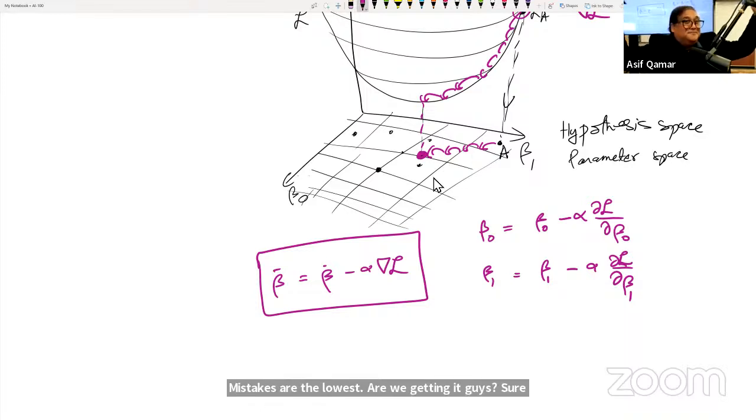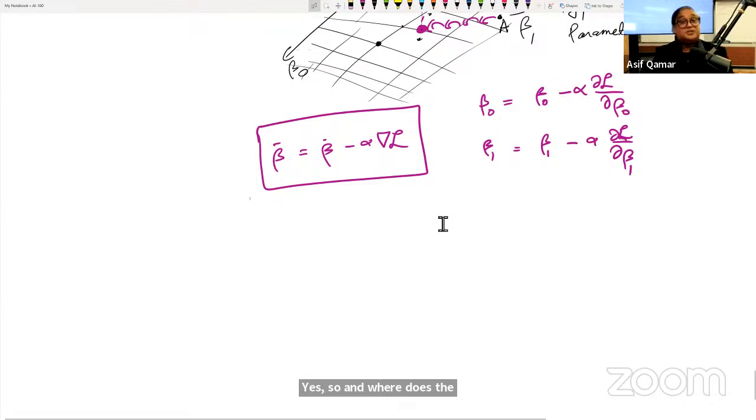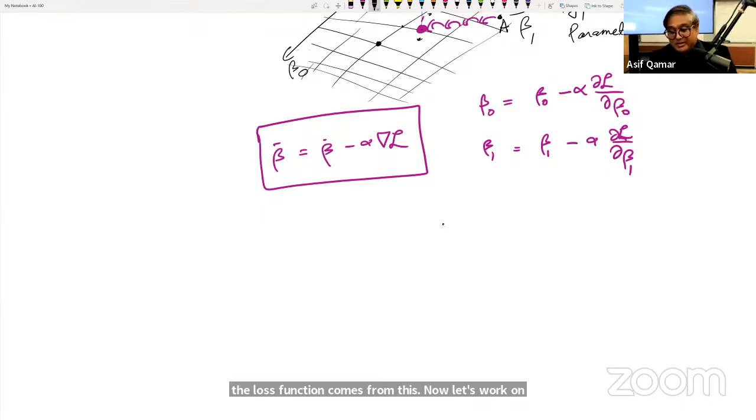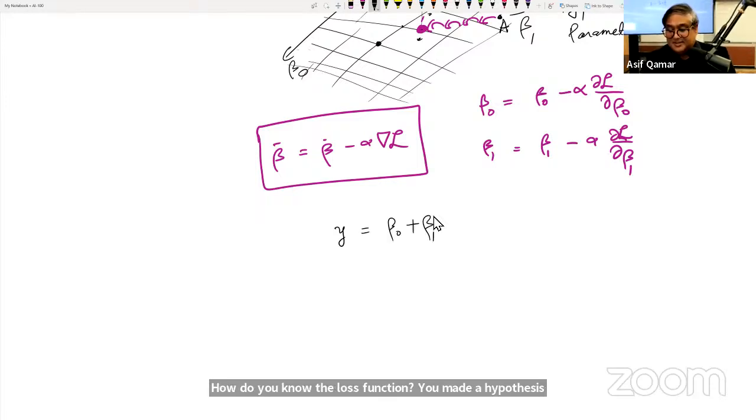Sure thing. So just to be clear, in order for this algorithm to work, you'd already have to know the correct loss function. Yes. So, and where does the loss function come from? See, the loss function comes from this. Now let's work out the rest of the math. How do you know the loss function? You made a hypothesis that the relationship is this. This is what you made the hypothesis.